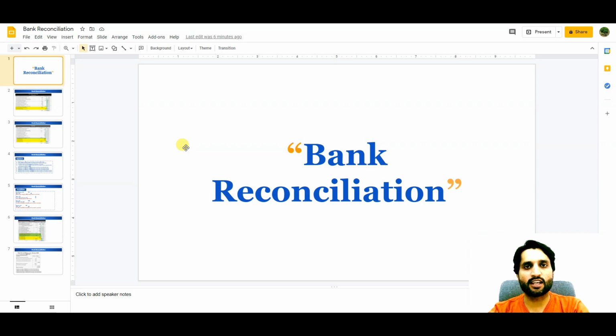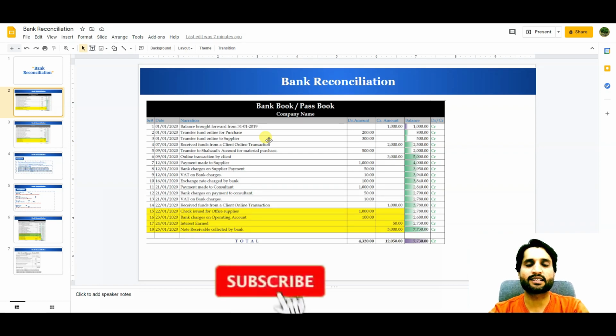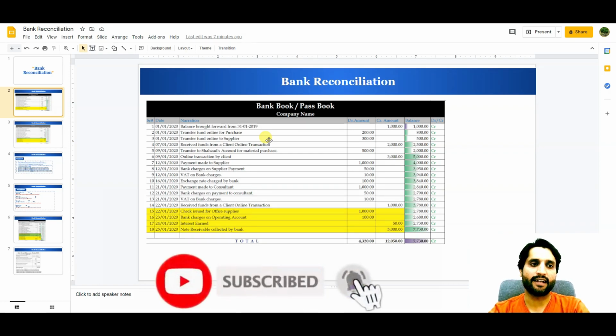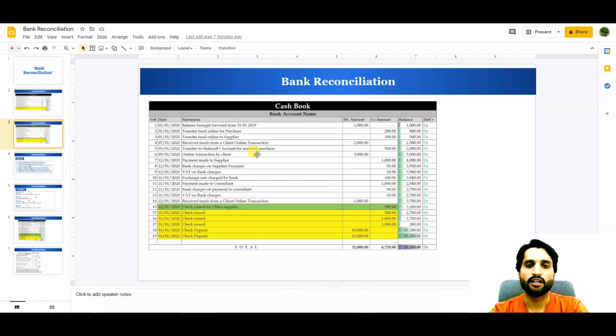So, the first thing you need to do for bank reconciliation is get a printout of your bank statement from the bank. The next thing, you need to get a printout of your general ledger bank account, which is called the cash book account. You need to compare both the statements and record the missing entries which are not shown in the bank statement and the missing entries which are not shown in your cash book. And you need to record all those entries on a piece of paper.